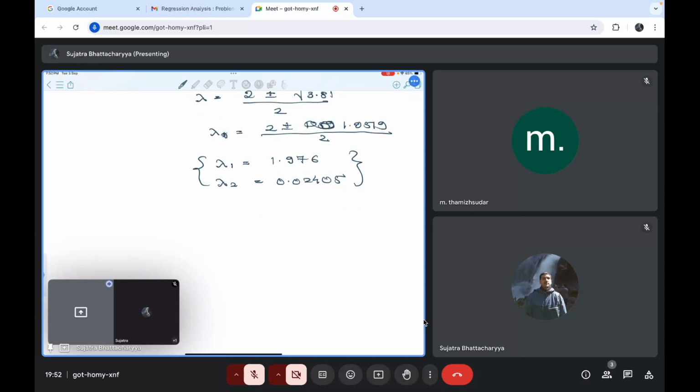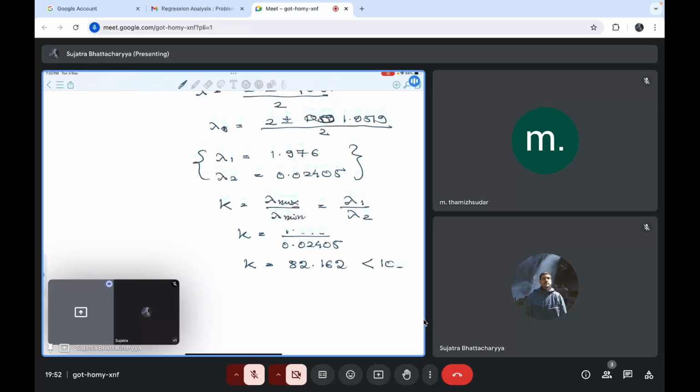Okay, these are the lambdas. So then what is the condition number? Lambda max by lambda min. So here it will be lambda 1 by lambda 2. So K is 1.976 divided by 0.0240. This will give you K as 82.162, which is less than 100.